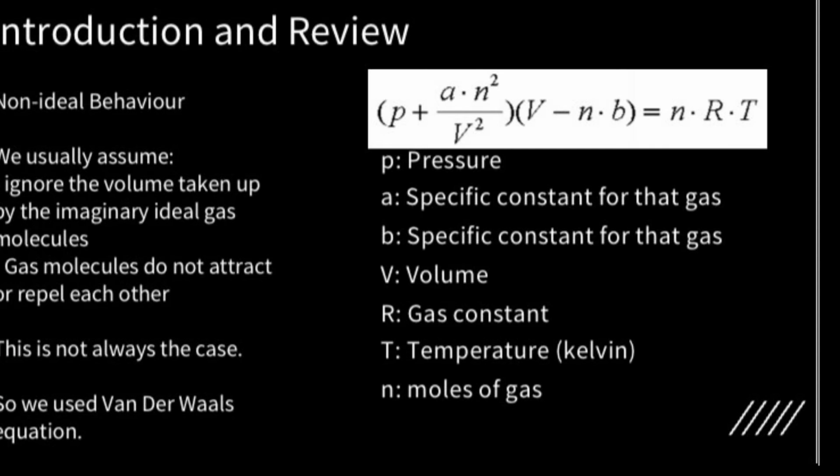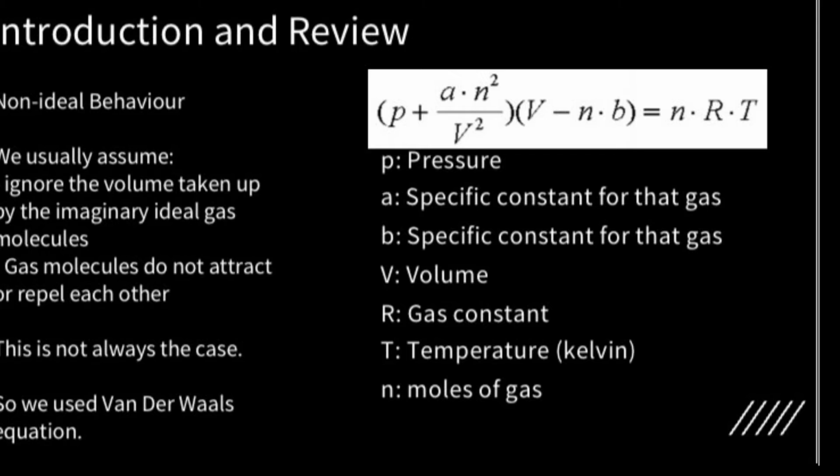Now we'll be learning about non-ideal behavior. Normally, we can assume that we can ignore the volume taken up by the imaginary ideal gas molecules, and that gas molecules do not attract or repel each other. Well, this is not always the case. So, we use van der Waals equation.